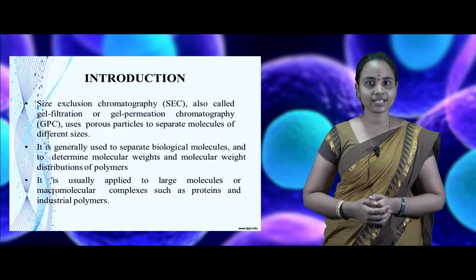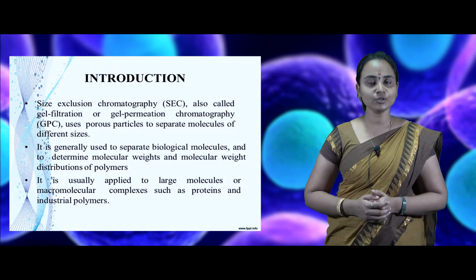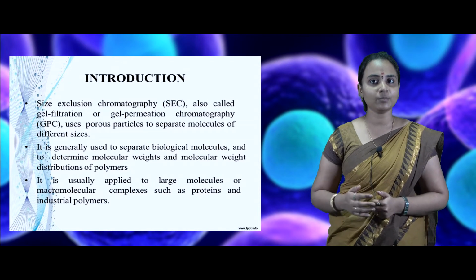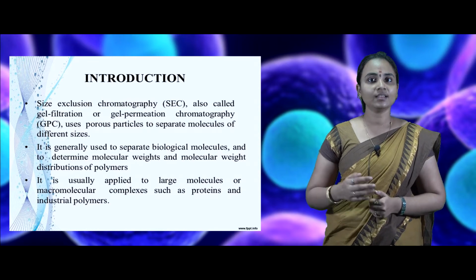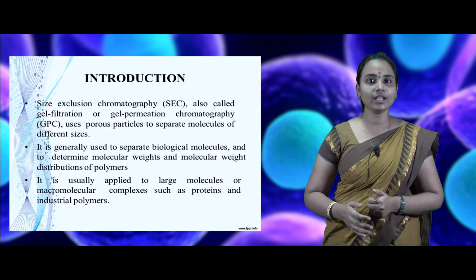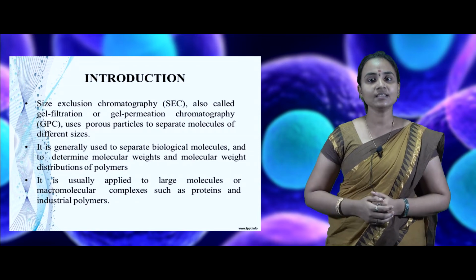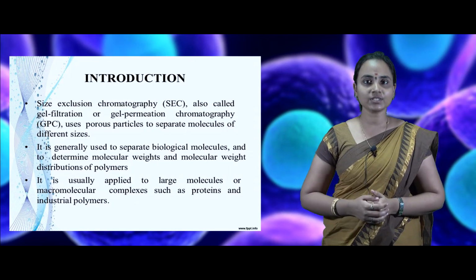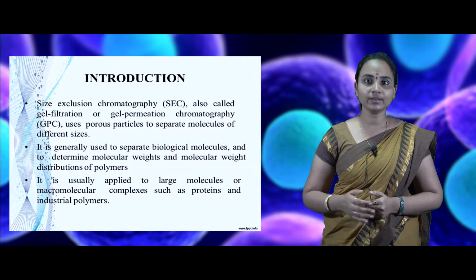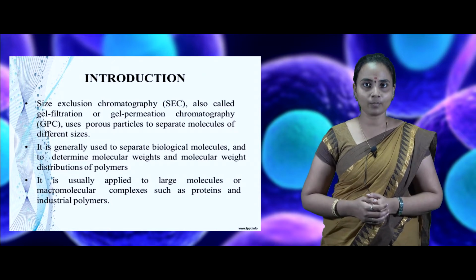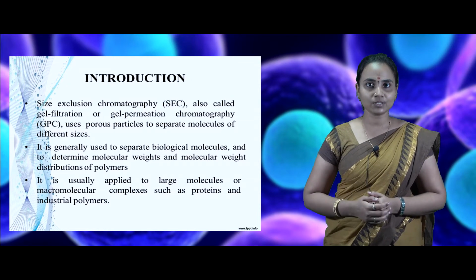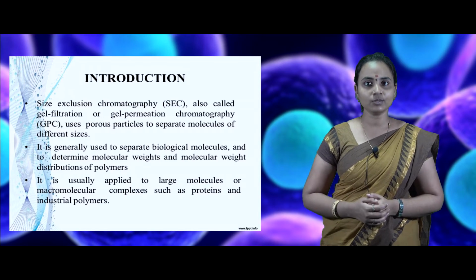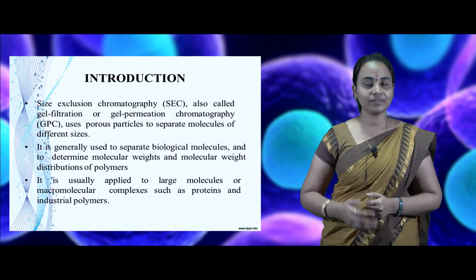Coming to the introduction of size exclusion chromatography, it is also known as gel filtration or gel permeation chromatography. It involves a porous structure of material that has a minimum size of pores to elute different sized particles. It is used to separate biological molecules and to determine the molecular weights of different compounds, and it can also give the molecular weight distributions of different sized polymers. It can be used to separate different macromolecules and also industrial polymers of different sizes.